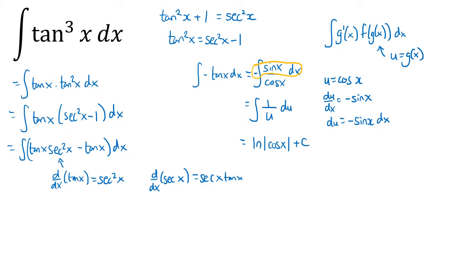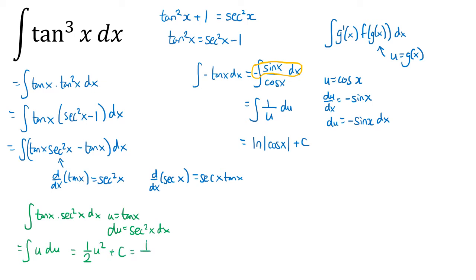So I'll indicate this in two different colors. So first of all, we can write this as tan x times sec squared x, and let u equals tan x. So du is equal to sec squared x dx. So the integral becomes simply u du. So a half u squared plus c, and u is tan x, so half tan squared x. So that's one way of going about it.